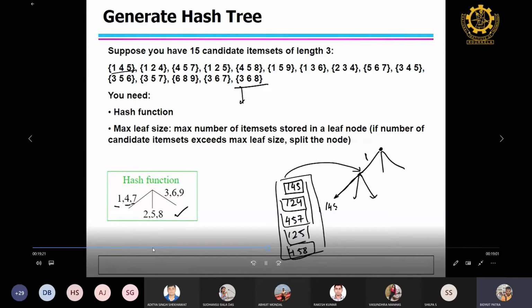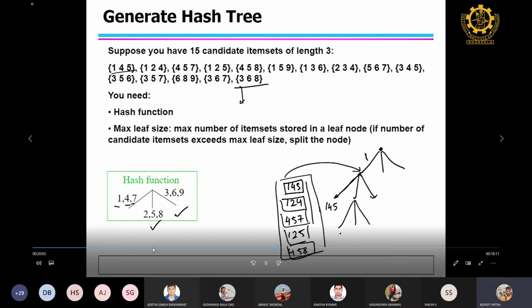So we write 145. Now 1 2 4. 1 is already done, 2 means it will go in the middle, so this will be 1 2 4. Next 4 5 7. The second item is 5, and 5 means in the hash function it will go to the middle, so 4 5 7 comes here. Next is 1 2 5, which goes here. Next is 4 5 8. It is already 3, so we cannot accommodate 4 5 8. So again we have to split this node.